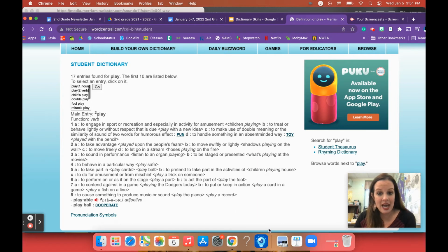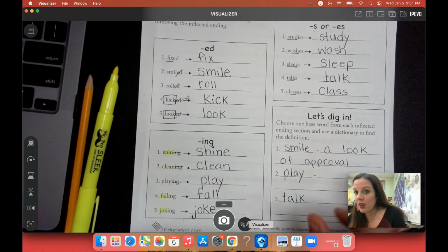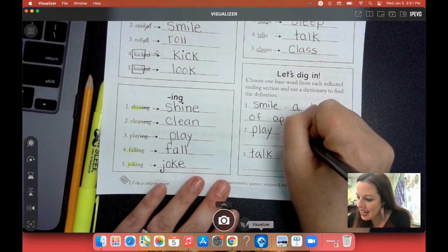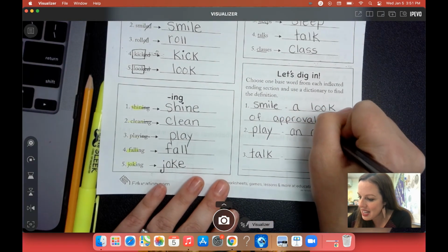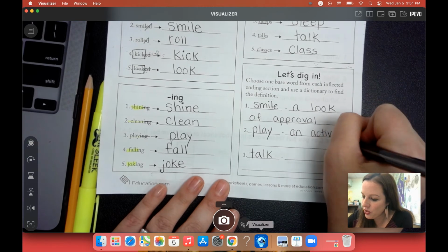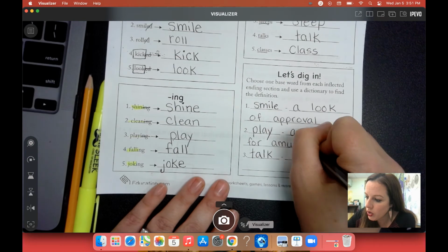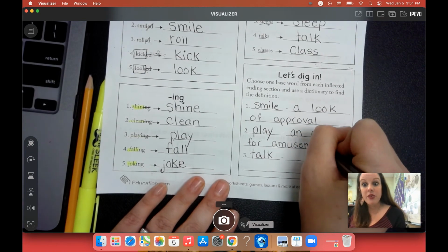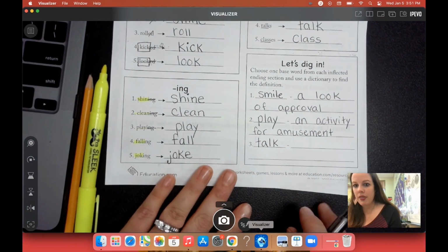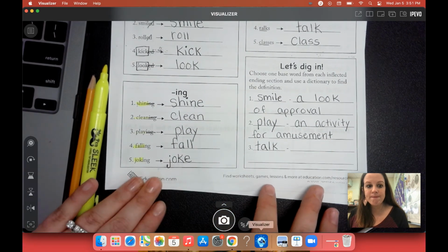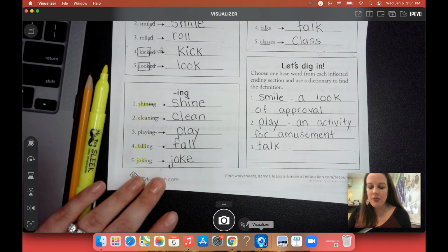Oh, I like that. Okay, let's go back to our word work. To play, an activity for amusement. Miss Morris shortened it for you because we don't have a very big spot to write all that. Play, an activity for amusement. And finally, Miss Morris's favorite thing to do, talk.